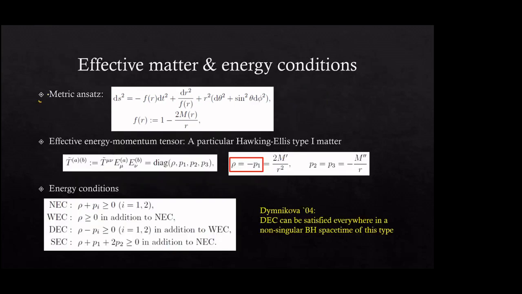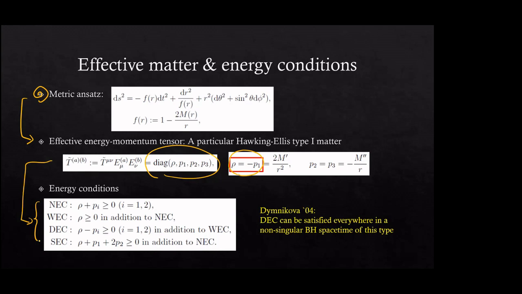And this metric ansatz gives an effective energy-momentum tensor of the Hawking-Ellis type 1. So this is the form of T mu nu in the local Lorentz frame. And the relation between the energy density and the radial pressure is this one. So this is a particular equation of state. And for this type of matter field, the energy conditions are written like this.